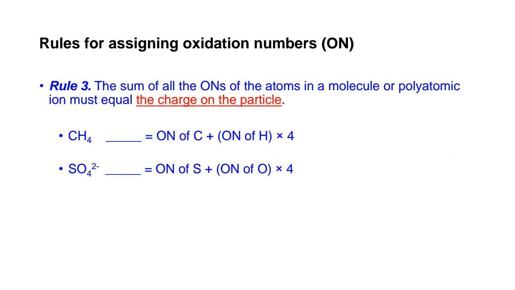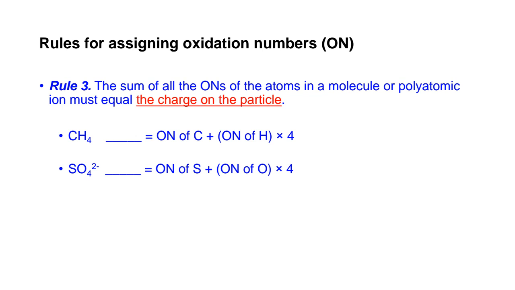Rule number 3 will be a useful rule when you need to determine the oxidation numbers of atoms that comprise a molecular compound or a polyatomic ion. This rule states the sum of all the oxidation numbers of the atoms in a molecule or polyatomic ion must equal the charge on the particle. Here, the particle means it can be a molecule or a polyatomic ion.